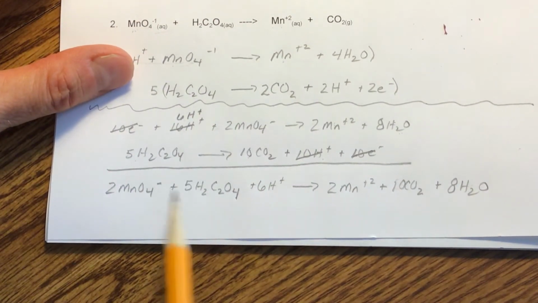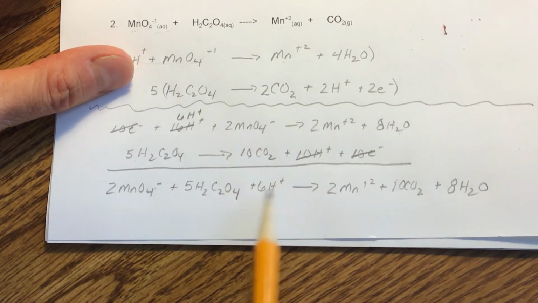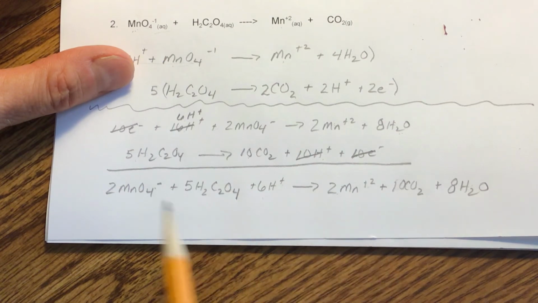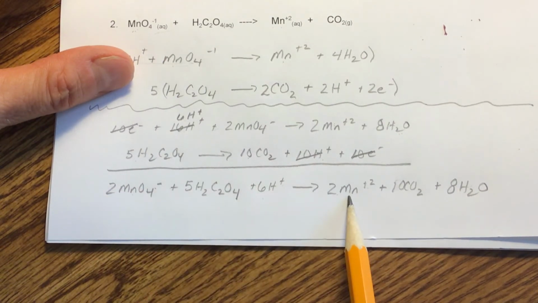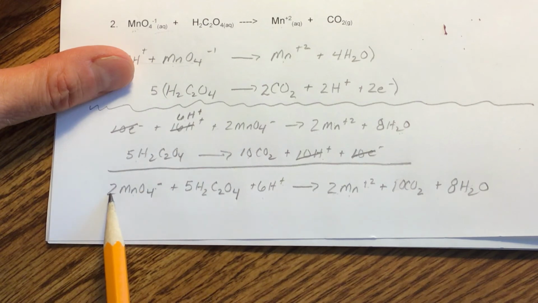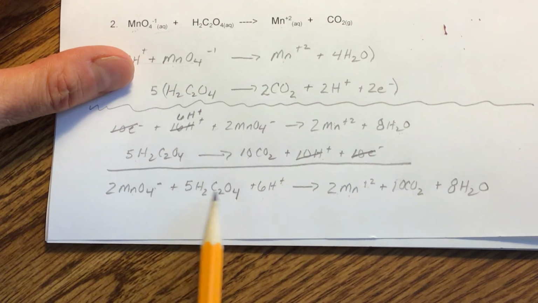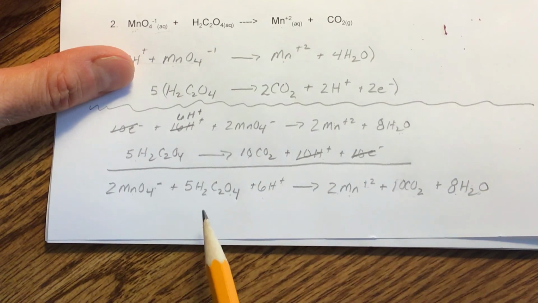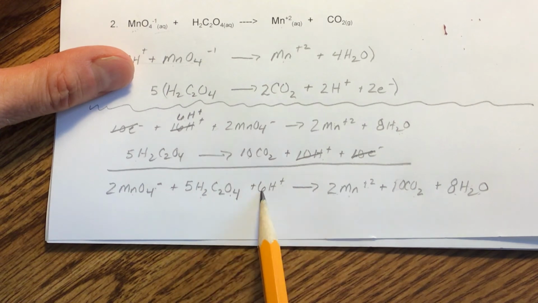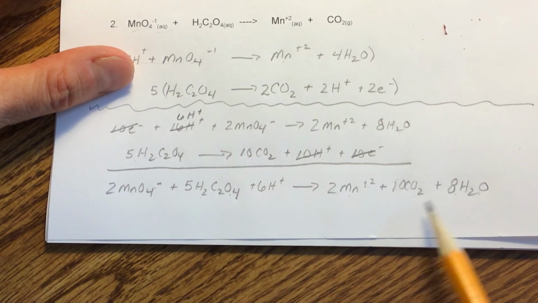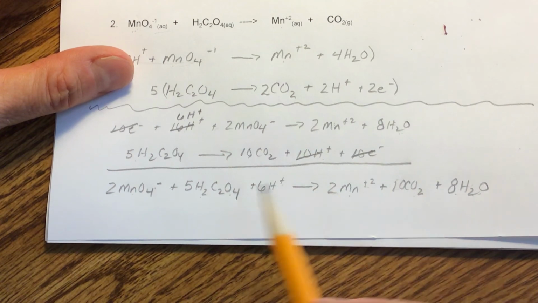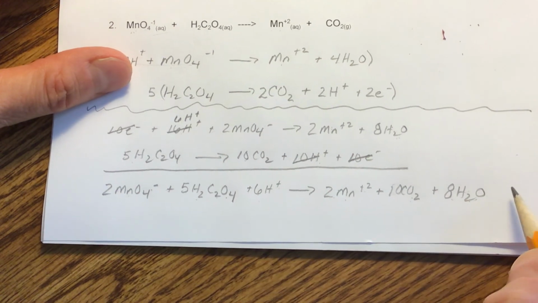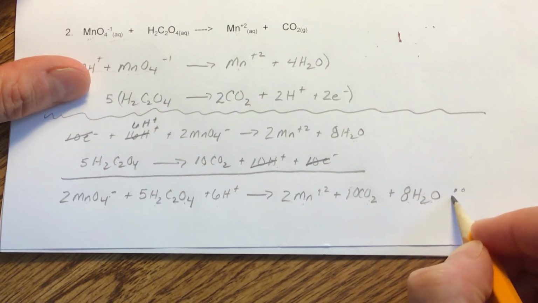Let's just double check. In terms of charge, we've got minus 2 plus 6 is a total charge of positive 4. On my product side, we have plus 4. In terms of the manganese, we've got 2 manganese, 2 manganese. We've got, in terms of oxygen, 8 oxygen plus another 20 is 28. Here we've got 28. So the oxygens balance. Hydrogens, we've got 10 plus 6 is 16. And on this product side, we've got 16. And in terms of carbon, we've got 10 carbons and 10 carbons. So that is a balanced equation.